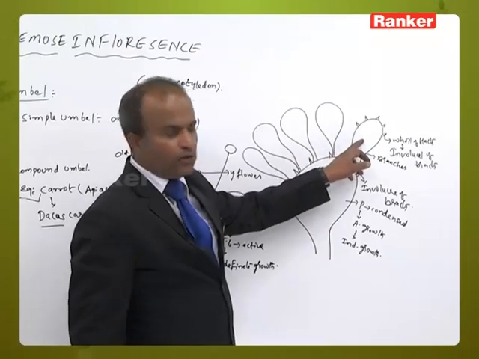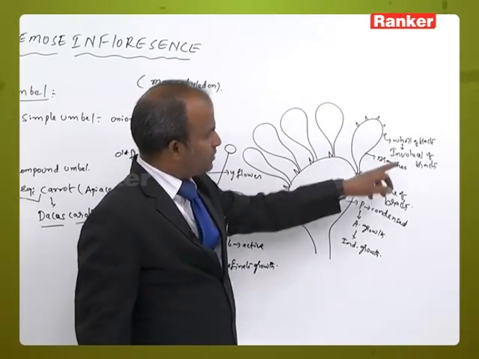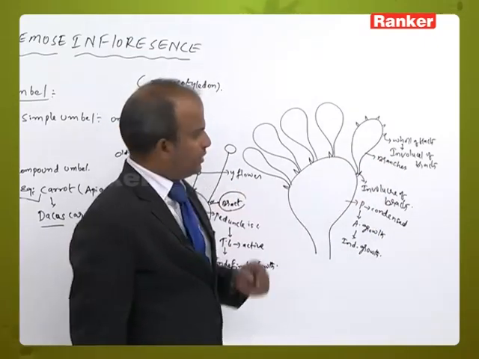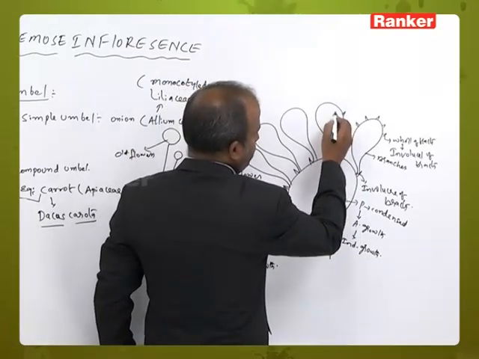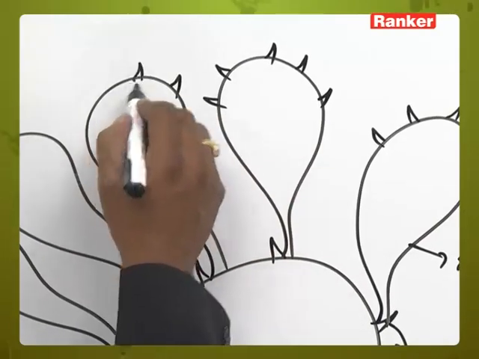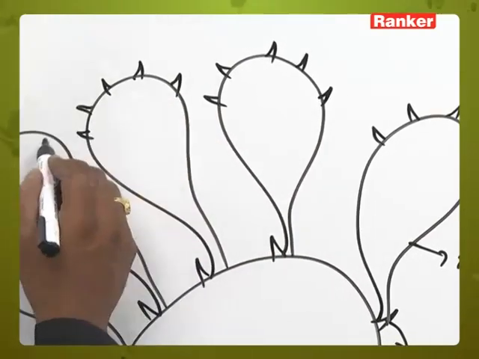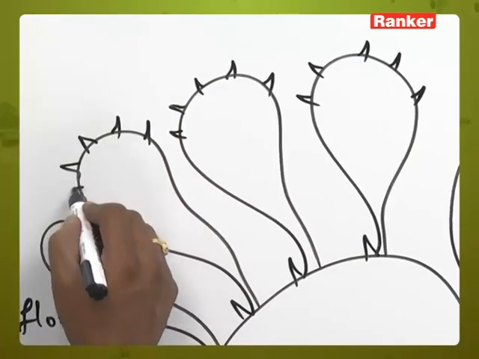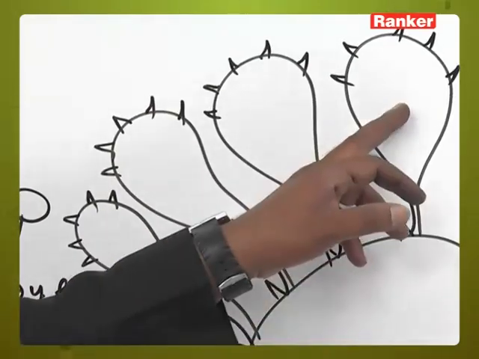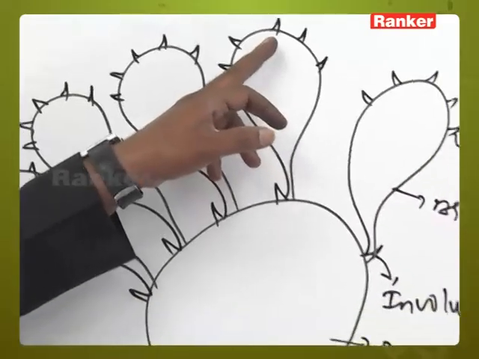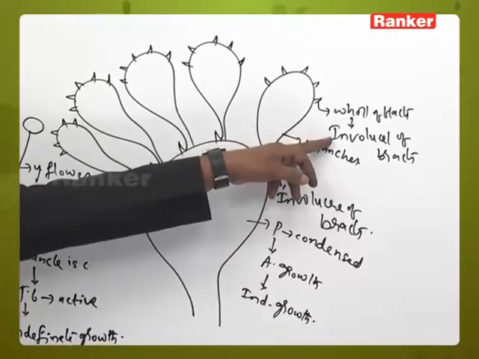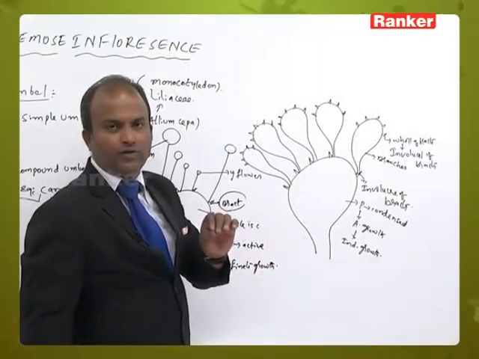On these branches, whorls of bracts are developing. This whorl of bracts is not called an involucre of bracts, it is called an involucel of bracts. That means on each branch there are 5 bracts in the involucel: 1, 2, 3, 4, 5. Each branch shows 5 bracts.